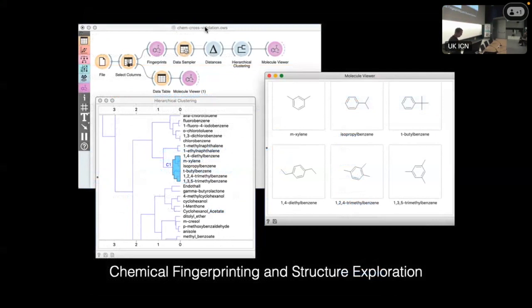I'm not focusing on images. I would like to stop talking about the images right now, right? This goes on to other fields. We also use the same kind of approaches for, I don't know, chemical fingerprinting and structure exploration.